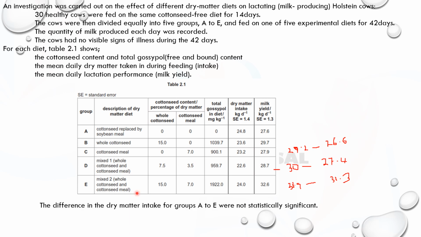So they say the difference in the dry matter intake for group A to E were not statistically significant. Yes, they were not statistically significant. A to E. Where's A to E? Yeah, they mentioned why, because you can find overlaps. There was no overlap between this and this, but if you check, you're going to find overlaps. Okay, are you following?